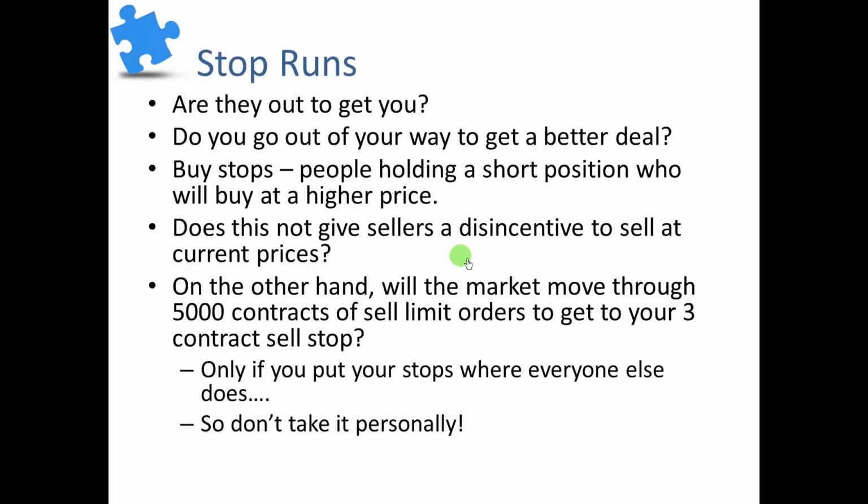So don't think somebody's sniffing out your stop order, because most of you aren't really big enough to even be important. So if your 3-lot stop order is 4 ticks away on the ES, there could be 5,000 contracts between the current prices and your 3-lot stop order. And nobody's going to buy 5,000 contracts to get you $150. So don't take stops personally.